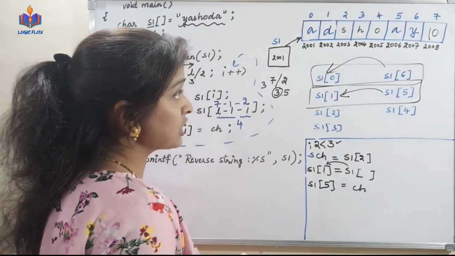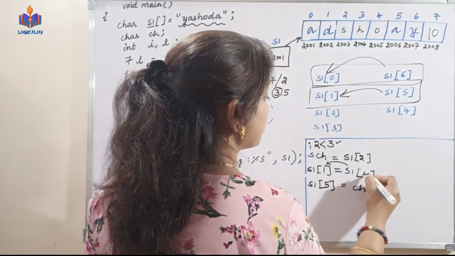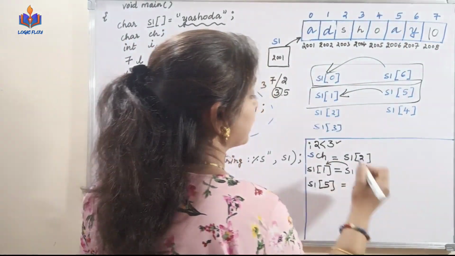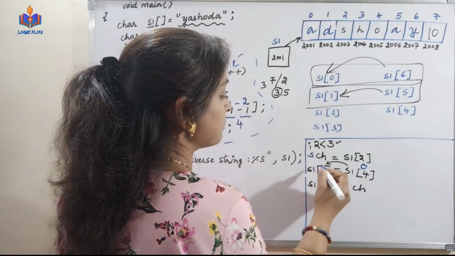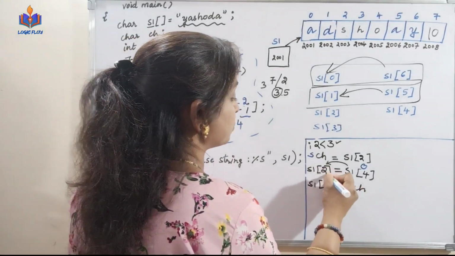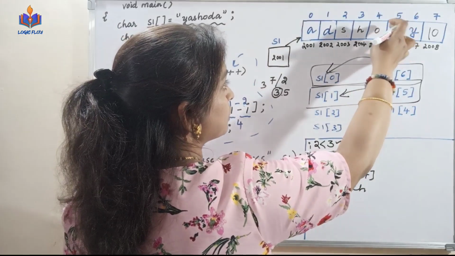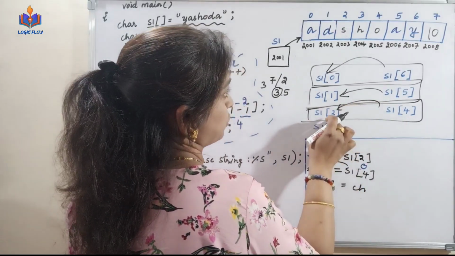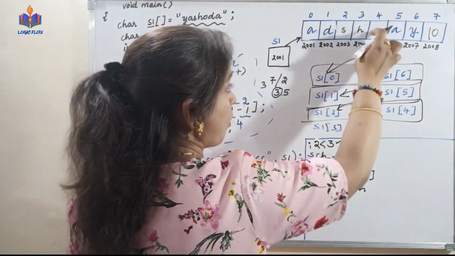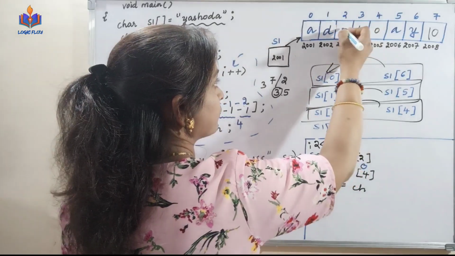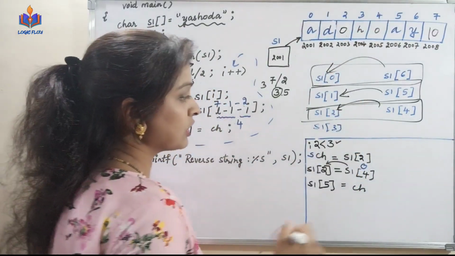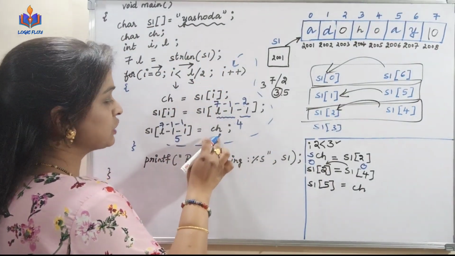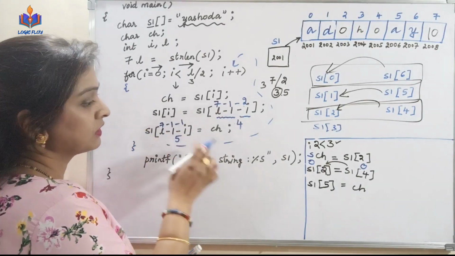Means S1 of 4. So what do I have in S1 of 4? I am having O. That I need to store into S1 of I. I means it is 2. So S1 of 2, I am going to get this S1 of 4. So S1 of 4, store it in S1 of 2. In S1 of 4 I have O. That I need to store into S1 of 2. So what is the new value for S1 of 2? It is O.